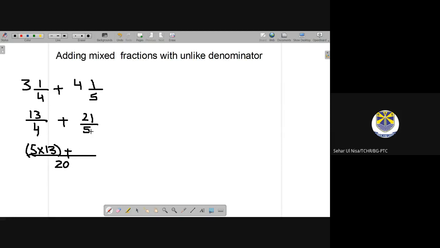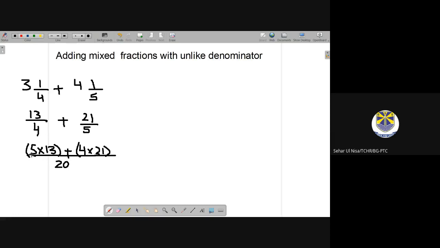After that, I will check in 5's table how many times 20 is coming. 4. So I'm going to write this 4, and now I will multiply it with the numerator. What is the numerator? 21. So I'm going to write 21 over here, and then that's it. Now, as you can see, this step is very clear. You just have to multiply the numbers and then you will add them.